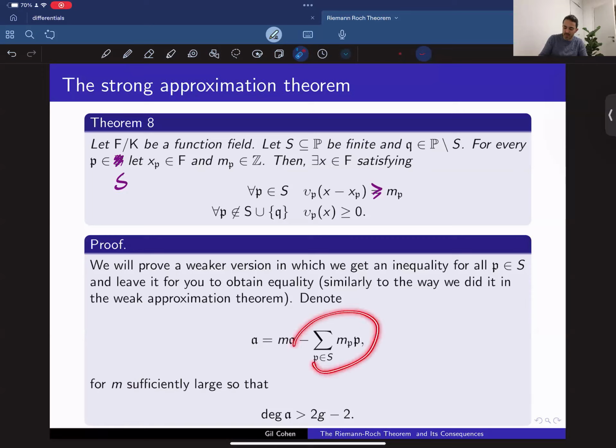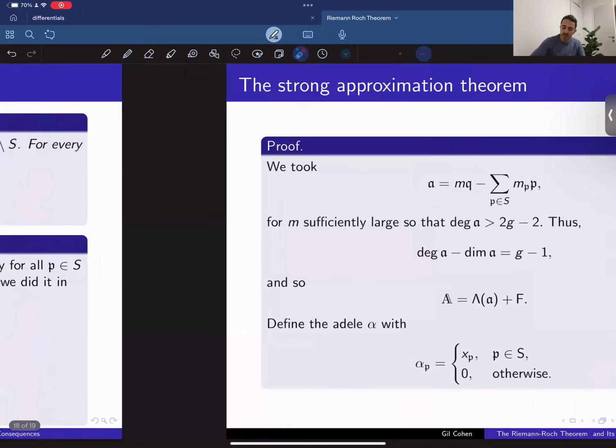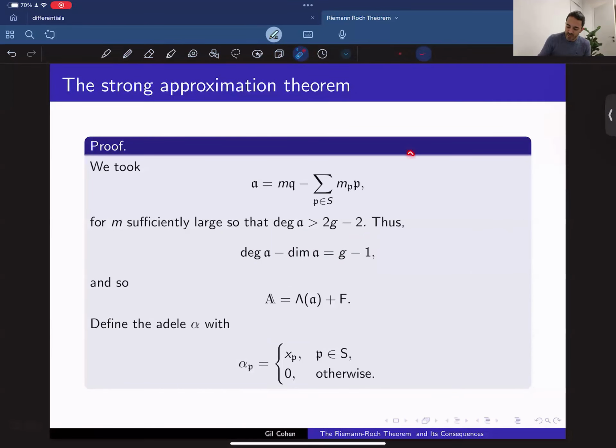So, I mean, the degree of that is just some constant number, because S is finite, and the degrees of the P's is just, you know, each of them is a finite number, and same for MP. And Q is also just, you know, it has degree at least 1. So you can choose M large enough so that the degree of A altogether will be as large as you wish, in particular larger than 2G minus 2. So this is just reminding you of what we did.